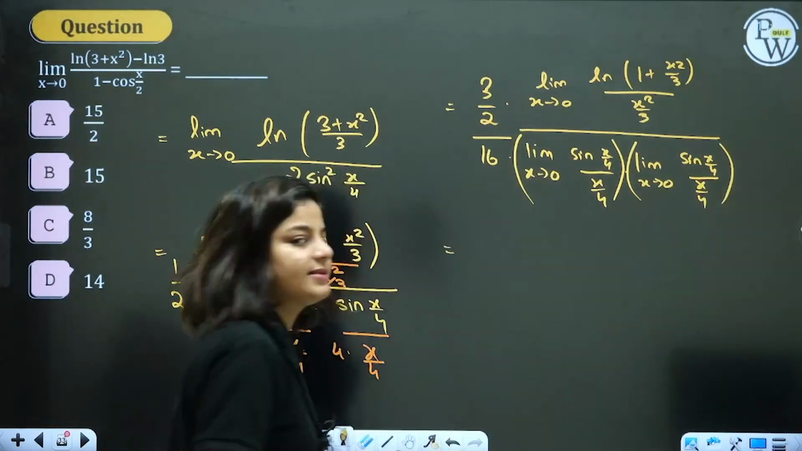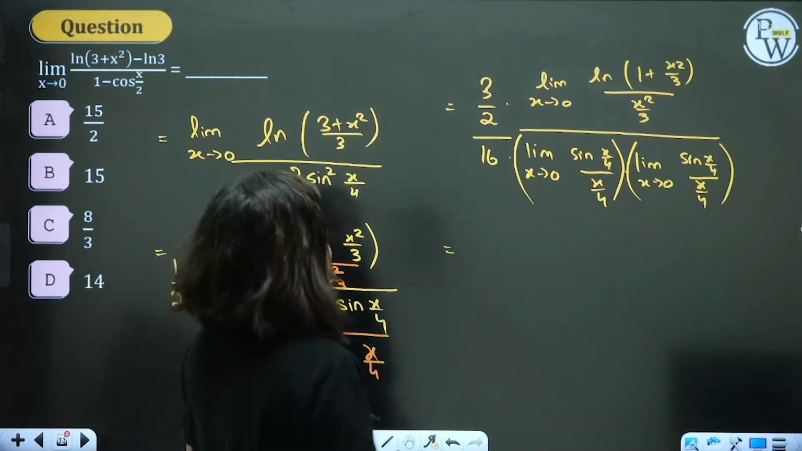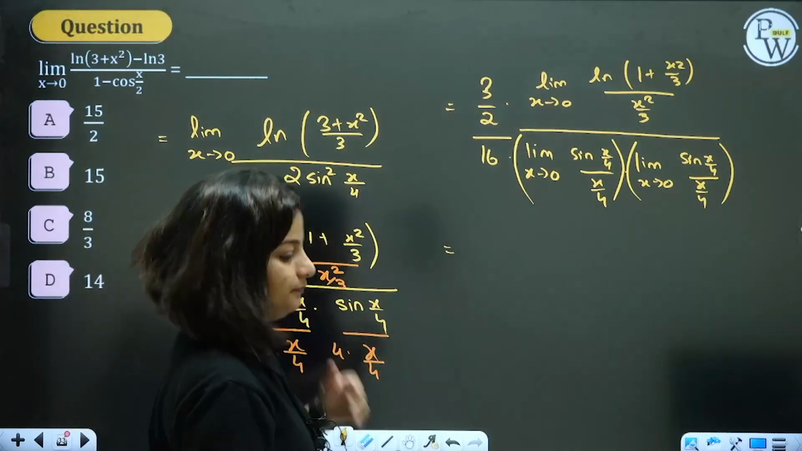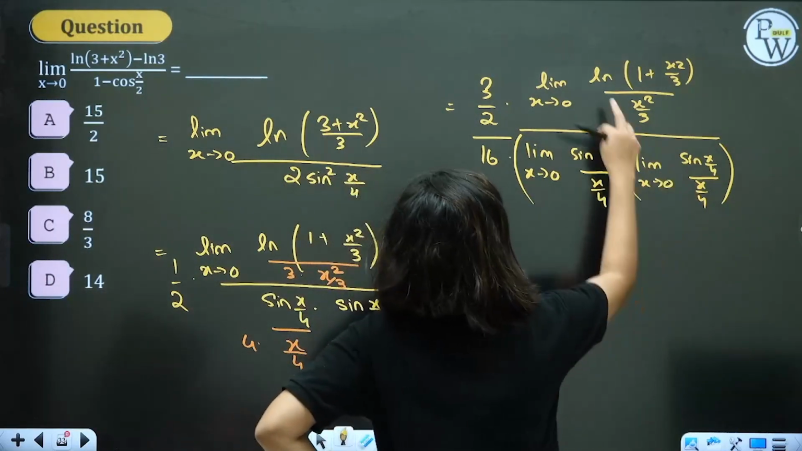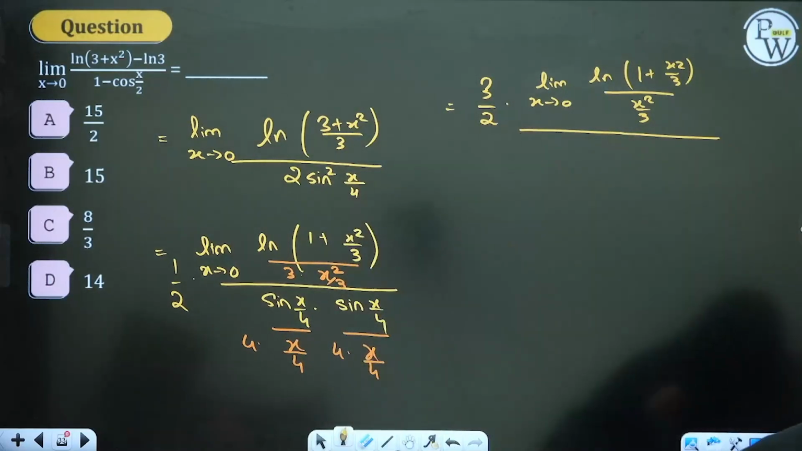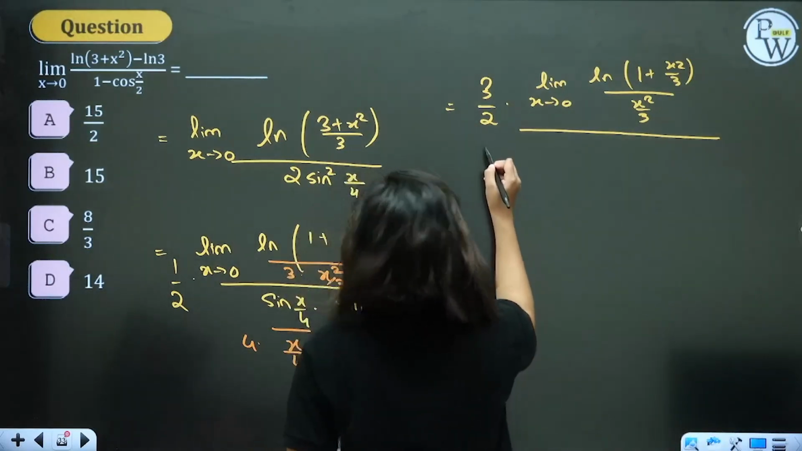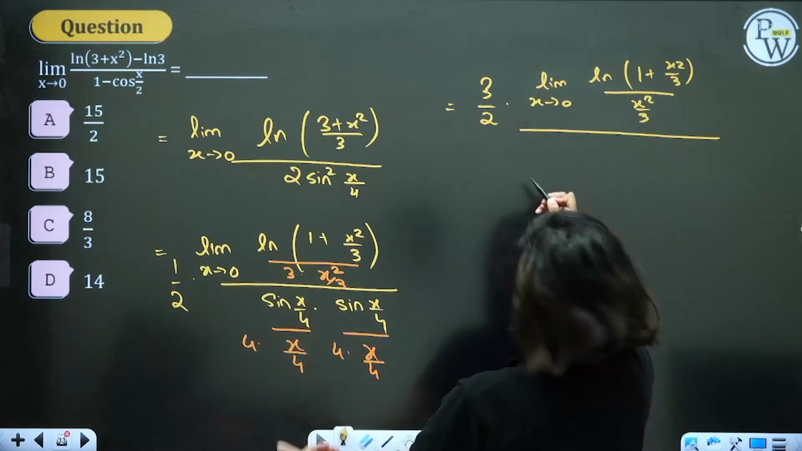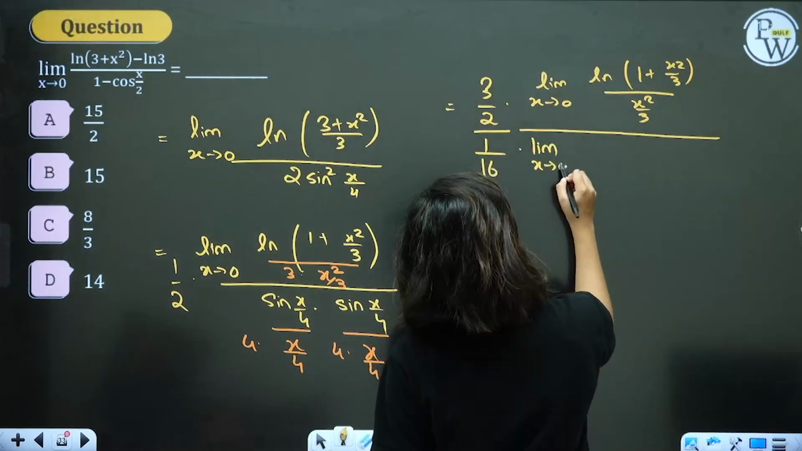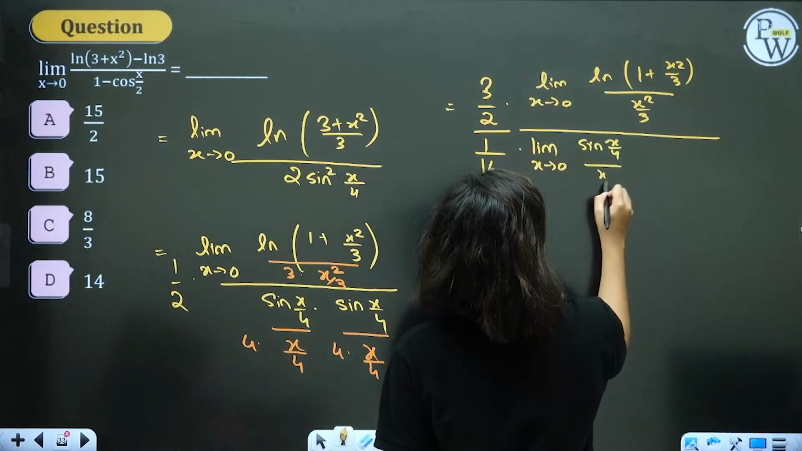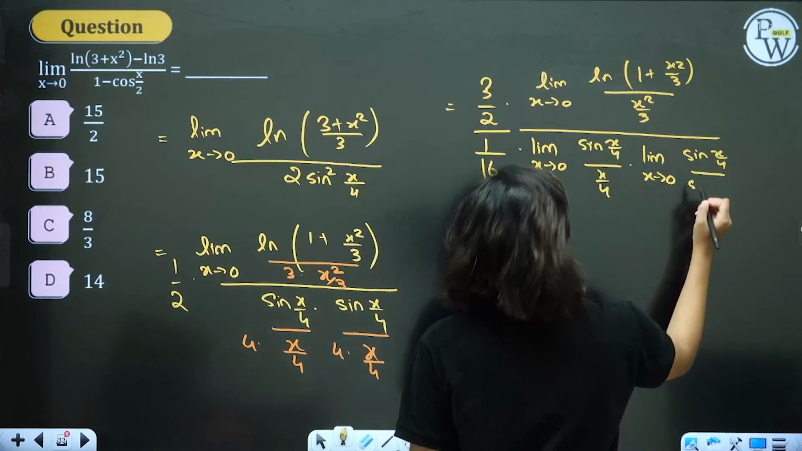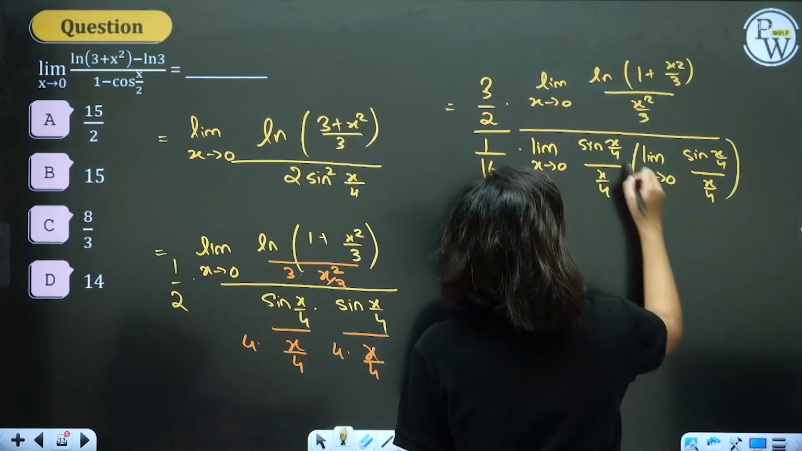How many of you all got the answer? This is 1, 1, 3 by 2 upon 16. Here it is 4, 4s are 16, but it is in the denominator. So 1 by 16 into limit x tends to 0 sin x by 4 upon x by 4 into limit x tends to 0 sin x by 4 upon x by 4. Very good. You all have got the answer.